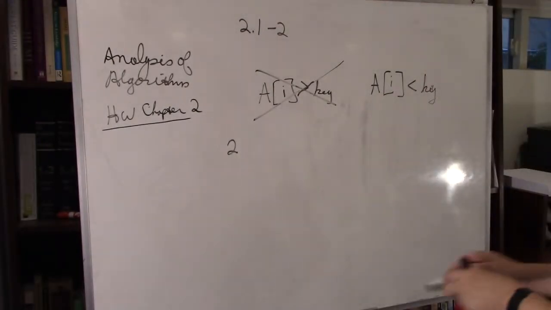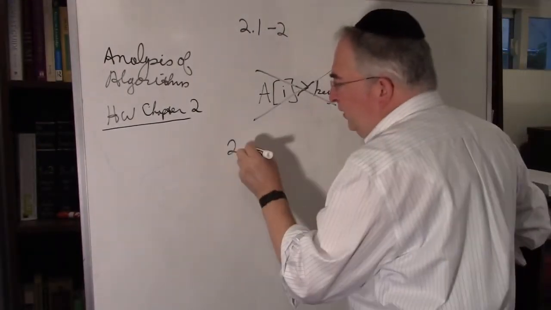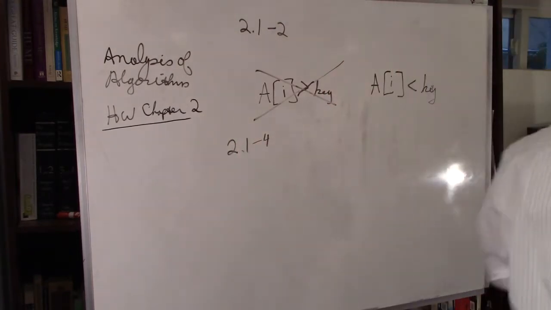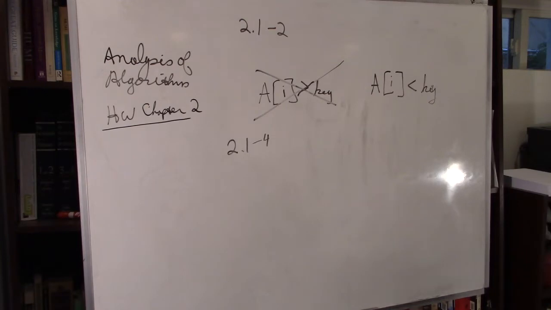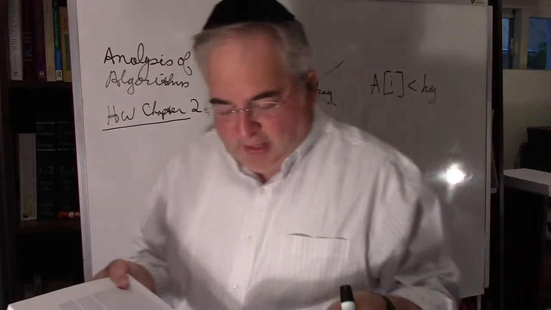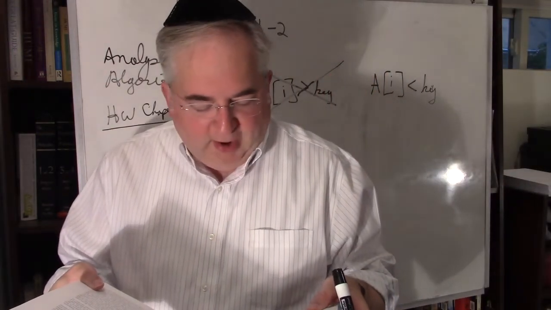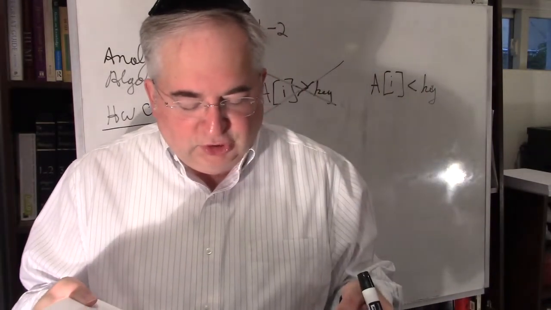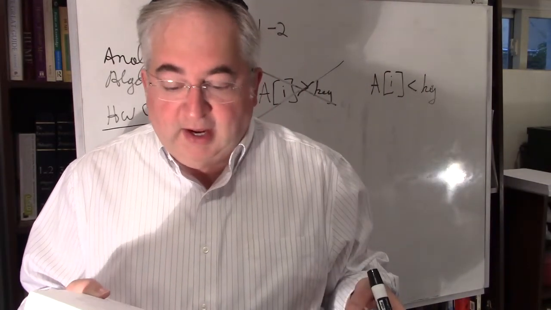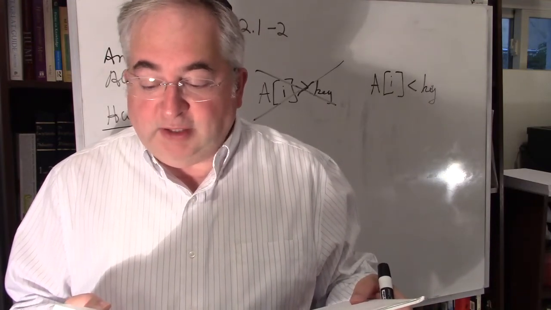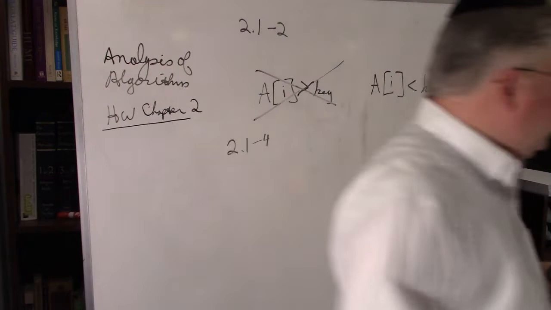Next. 2.1-4. That's another problem. Let me just read it to you. It says as follows. Consider the problem of adding two n-bit binary integers stored in two n-element arrays A and B. The sum of the two integers should be stored in binary form in an n+1 element array. State the problem formally and write pseudocode for adding two integers.